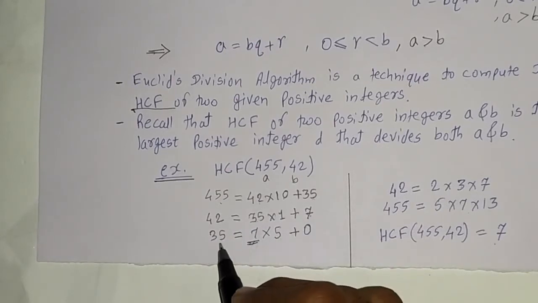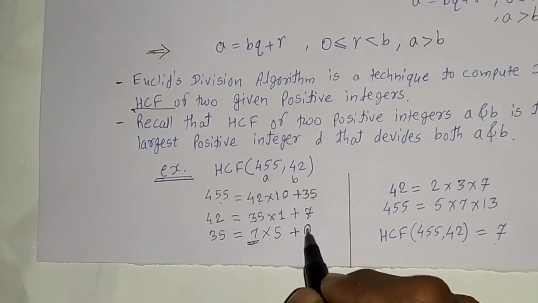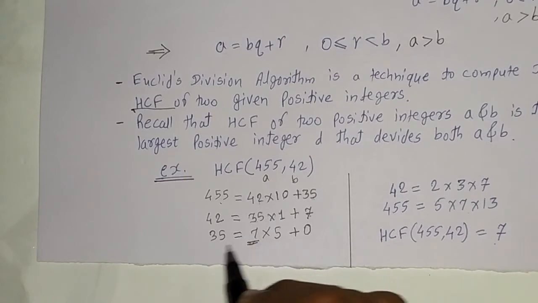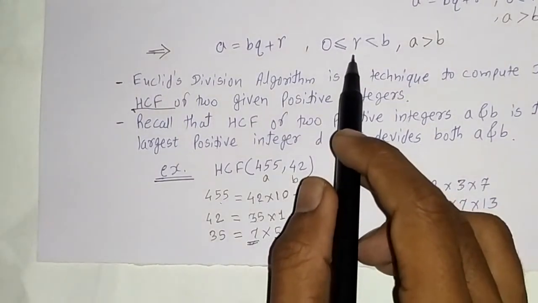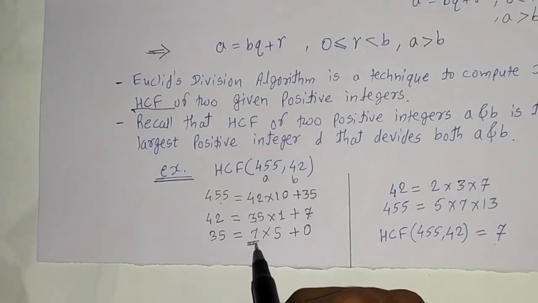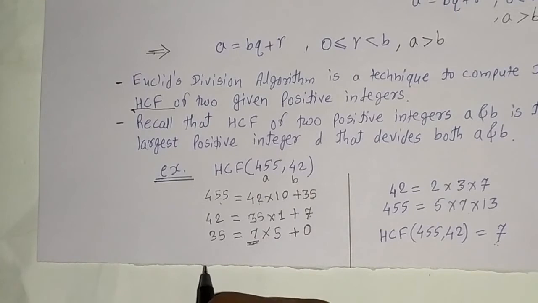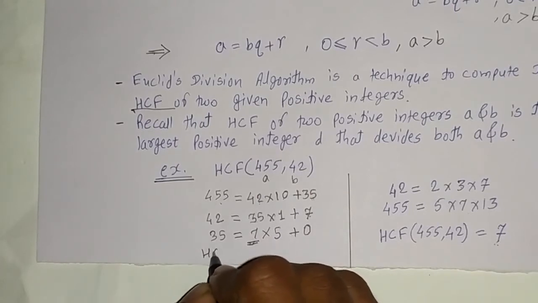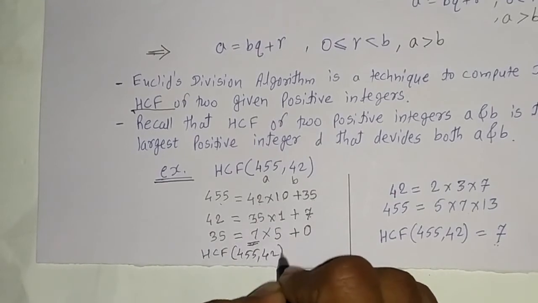So 35 equal to 7 into 5. 5 will be the quotient, plus remainder is 0. 7 into 5, 35. 35 minus 35, you will get remainder as 0. So once the remainder is 0, that is value of R is 0, the divisor in this particular step will be our HCF. See, value of HCF is 7 by prime factorization. By using Euclid's division theorem also, HCF of 455 and 42 is 7.